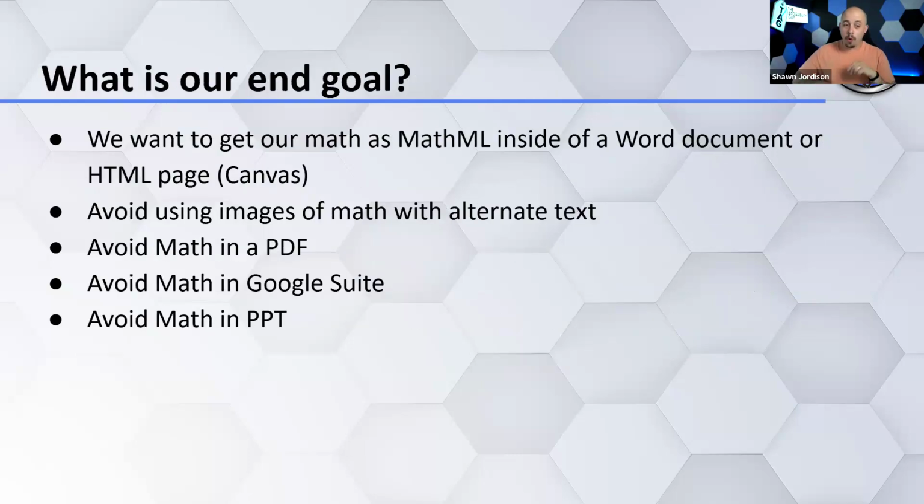So what is our end goal? Well, we have a lot of things to avoid. We want to get our math as MathML inside of a Word document or an HTML page like Canvas. That is our goal. The reason for this is because it is the most accessible across operating systems, assistive technologies, and learning management systems. It is the best method to get our math at a great starting point. If we can get our math inside of a Word document with MathML, we help our accommodation specialists creating Braille, large print, and a variety of other important accommodations.